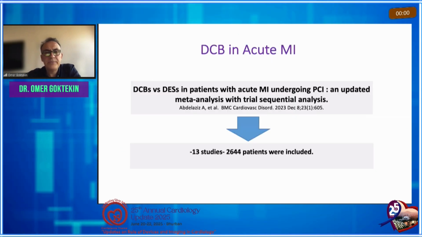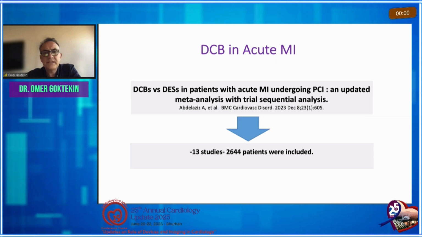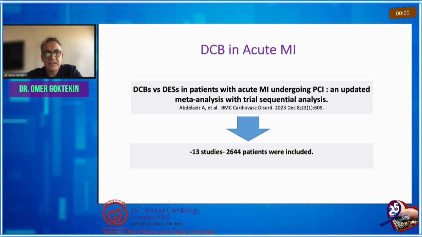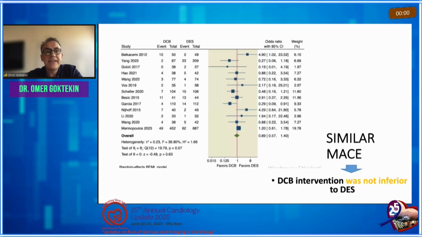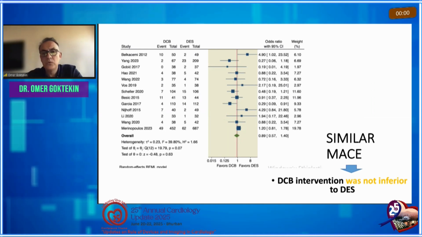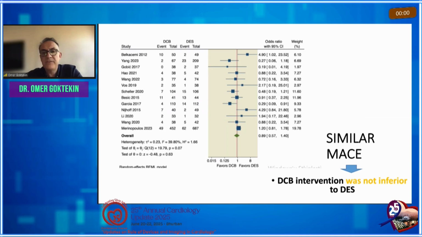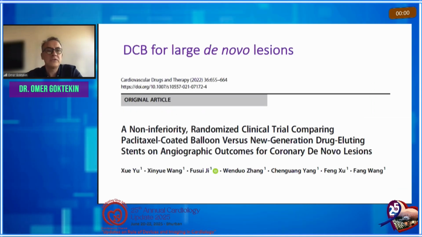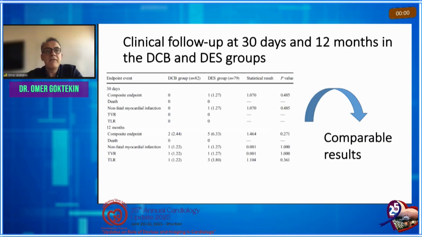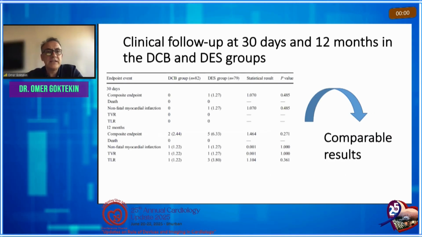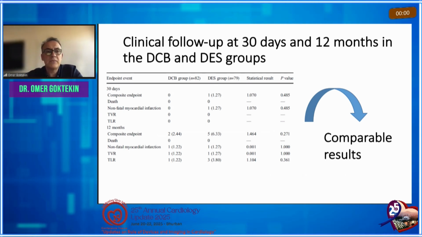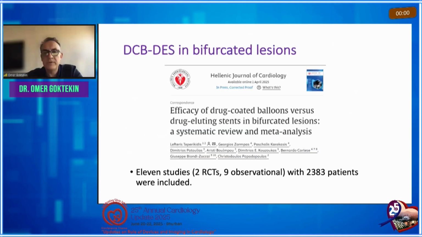Another DCB in acute MI meta-analysis. They again studied more than 2,000 patients, 2,644 patients in 13 studies. They also show us that DS and DCB have similar results. So I think we can say DCB intervention wasn't inferior to DS, and we can use DCB in acute coronary syndrome. In large vessels also, we have some data. Again, we have 30-day and 12-month results in the DCB versus DS group, and the numbers are not that large, but we have comparable results again.